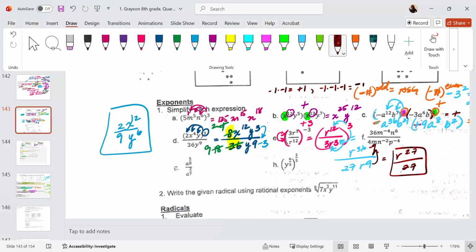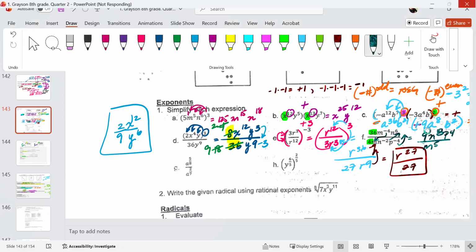That's it. Okay? All right, F. 36 divided by 4 is going to give me a 9. Okay? M has a 1. This is a 4, so I'm going to move that 4 down. So 1 plus 4 is M to the 5th. Okay? This is a negative. Bring that up. 6 plus 2, 8, right? And this P is a negative. I just need to move it up. So P to the 4th.